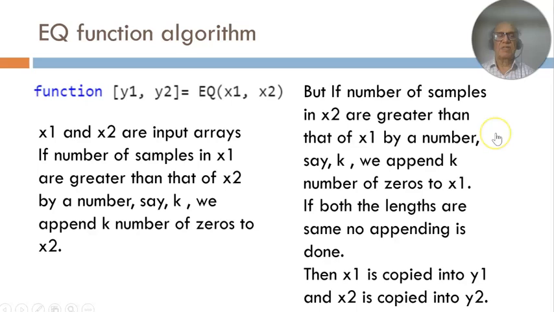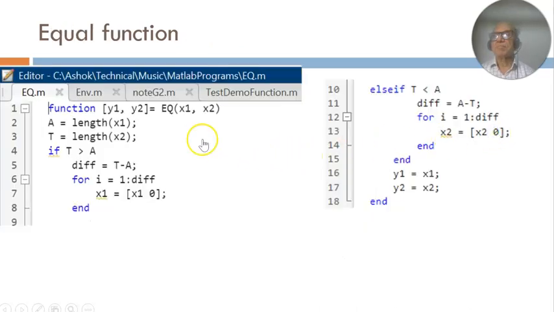So let us now see the complete program. function y1 y2 equal to eq, that is the name of the function. Input parameters: x1 array, x2 array. You calculate the length of x1 and put it in a. Then calculate the length of x2, put it in t. If t is greater than a, it means x2's length is greater than x1, so you must append zeros to x1.